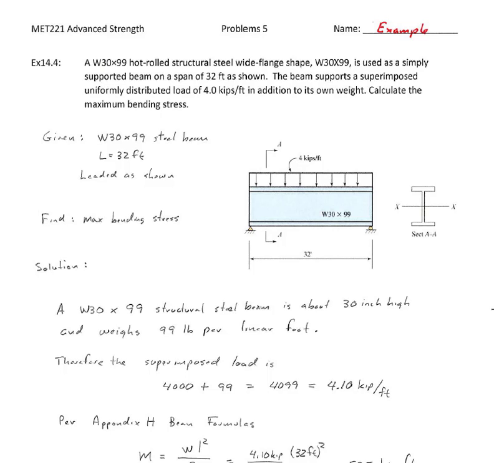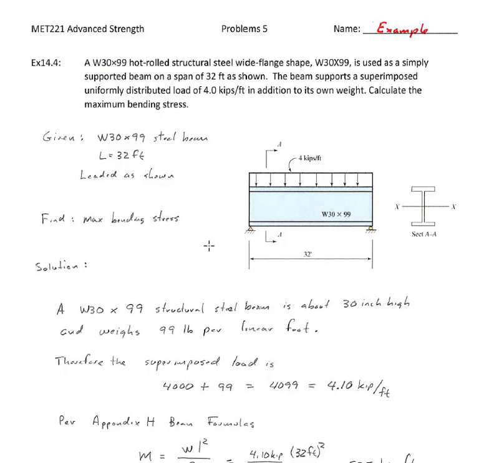Okay, so this is example problem 14.4. Again, we have a distributed load here, and we have an I-beam, a W30 by 99, hot-rolled structural steel flange shape. W30 by 99 is used as a simply supported beam. The span of 32 feet is shown. The beam supports a superimposed uniformly distributed load of 4 kips per foot in addition to its own weight.